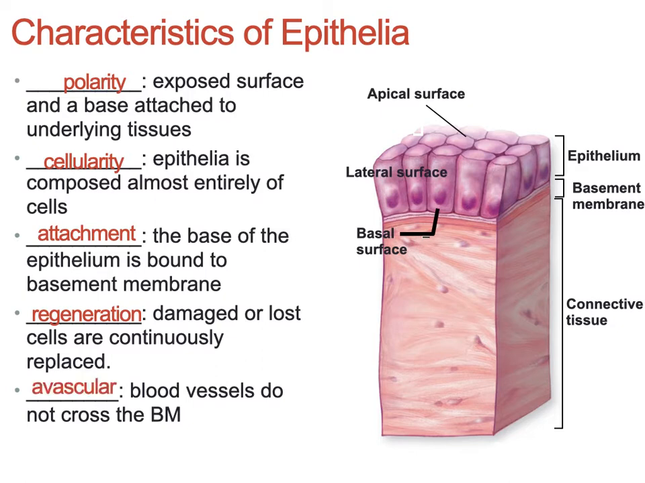Lastly, I want to mention that epithelial tissue is avascular, meaning that it lacks blood vessels. Epithelial cells, of course, still need to get nutrients, and they do so by diffusion or absorption across either the exposed surface or the attached epithelial surface.